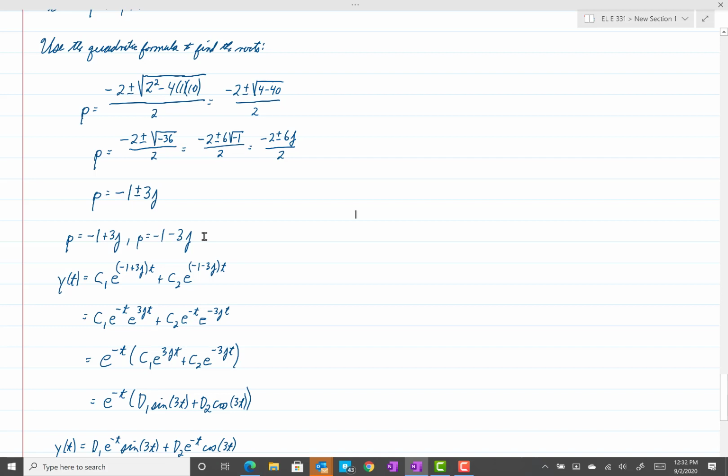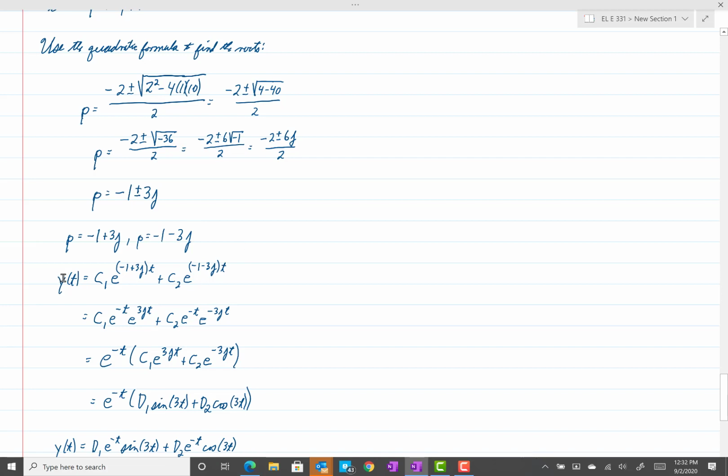So this is the final case. This case is complex conjugate roots. Now, in the previous case, they were complex conjugate too, but the real part was 0. But now the real part is not 0, it's not equal to 0. So we have this more complicated situation here.